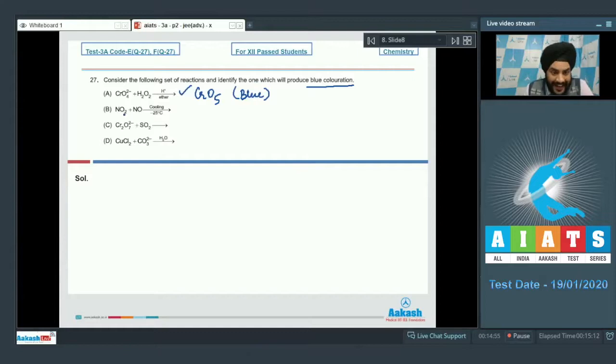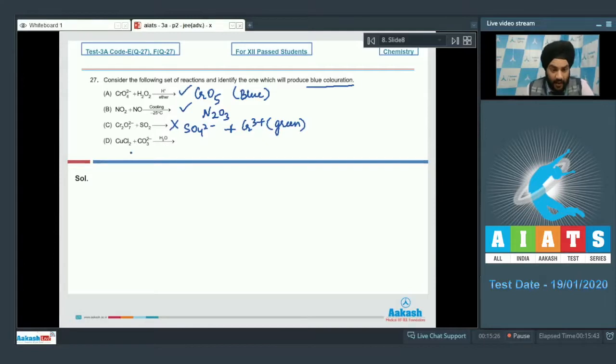If you talk about second option now, NO2 plus NO, so they are allowed to cool. So they are going to form N2O3, students. So this N2O3 is also blue in color. It is a blue colored liquid. If we talk about the C option now, so we have the dichromate ions reacting with the SO2. So this is going to generate SO4 2 minus along with the formation of Cr3 plus. So this is going to give a green color to the solution. So option C will not be an answer.